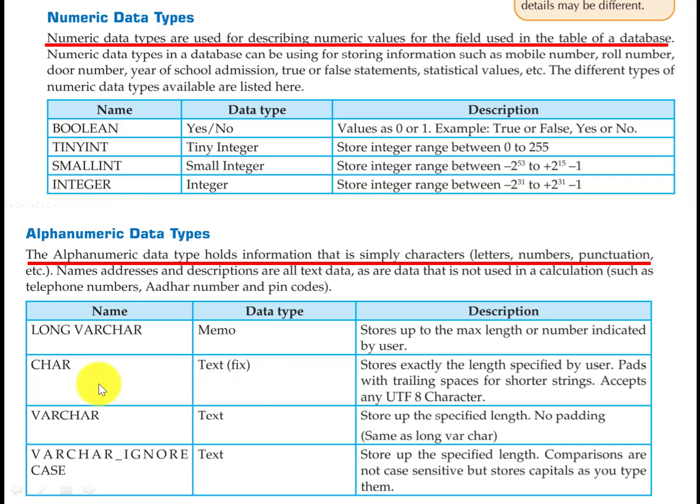Character type. In the character type, its type is text type. It stores exactly the length specified by the user, like 8 minimum 8, it accepts any UTF 8 characters. Varchar text, it is also a text type. It stores up to the specified length, no padding, same as long varchar.